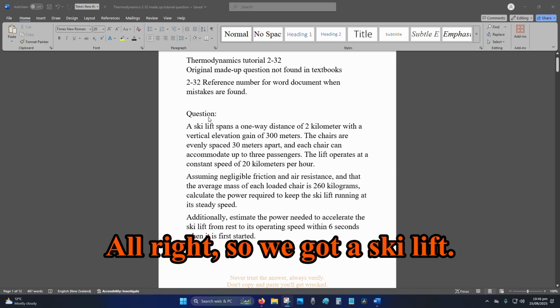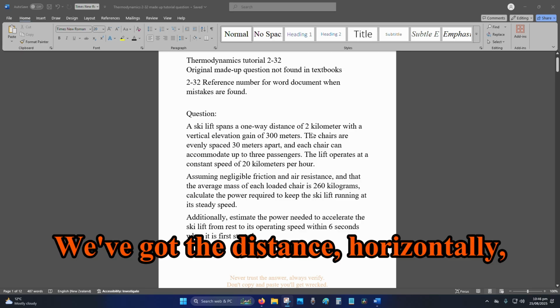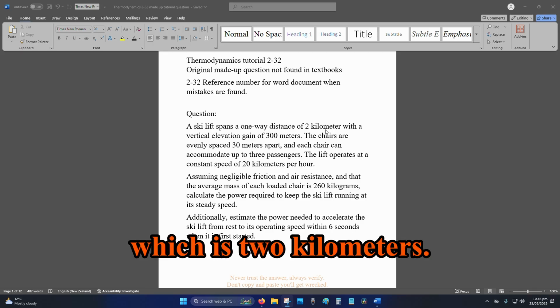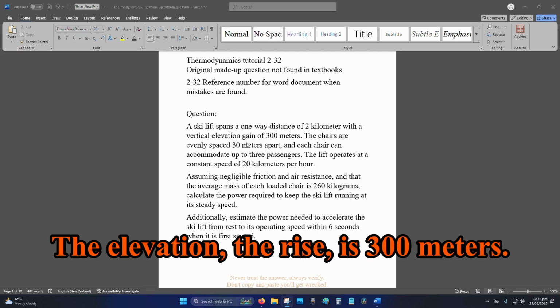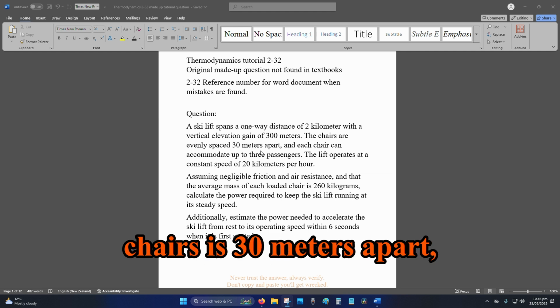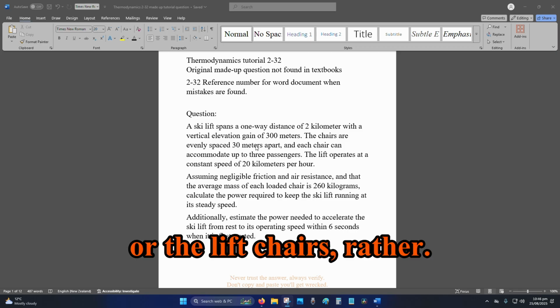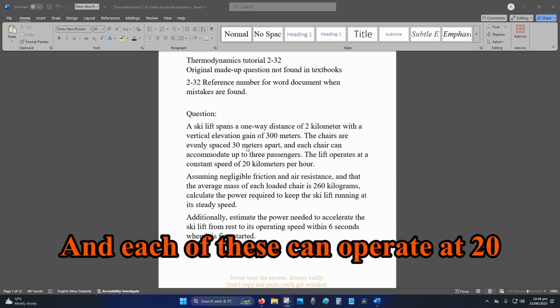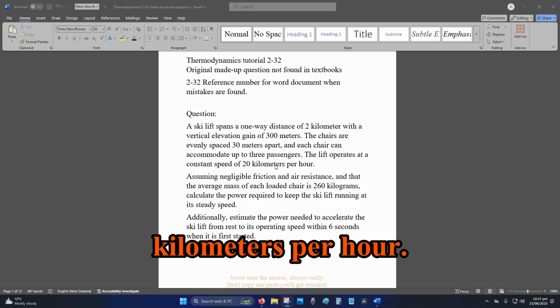Alright, so we've got a ski lift. We've got the distance horizontally, so that's the run, which is 2 kilometers. The elevation, the rise, is 300 meters. The spacing between the lift chairs is 30 meters apart. And each of these can operate at 20 kilometers per hour.